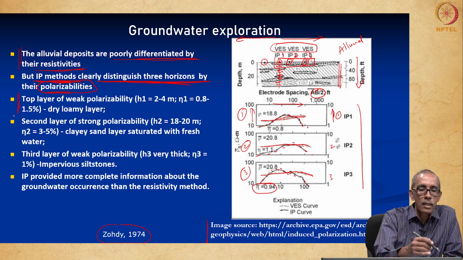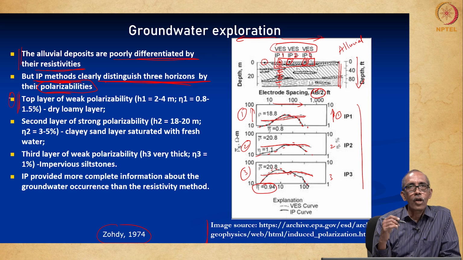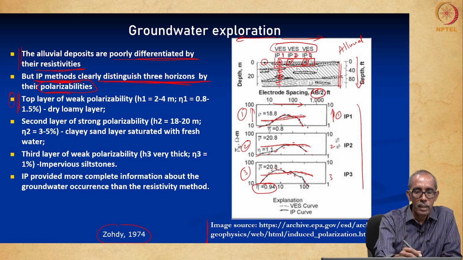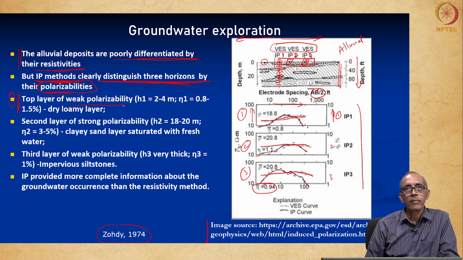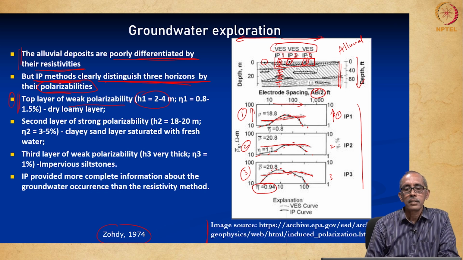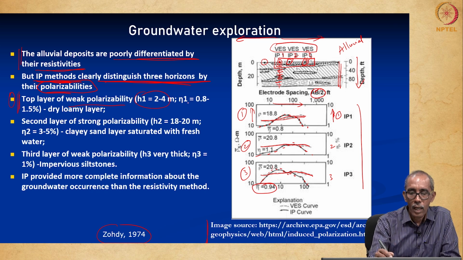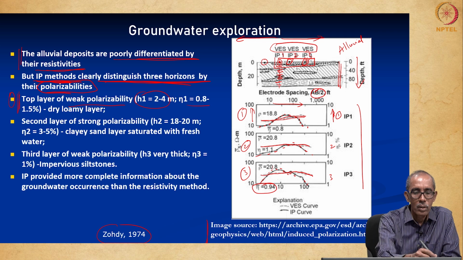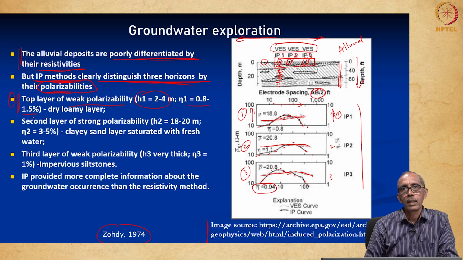So, look at the third bullet point here, the top layer has got very less polarization, right. Top layer is of weak polarizability. The thickness approximately is about 2.2 to 4 meters, right. The chargeability is about 0.8 to 1.5, right. Chargeability is given in terms of percent, right.